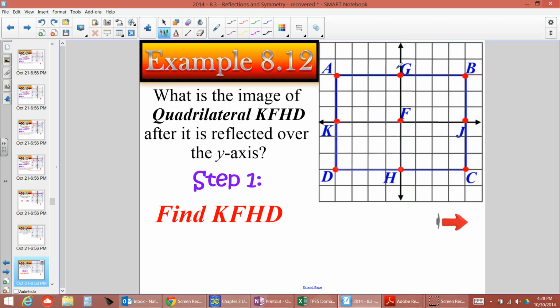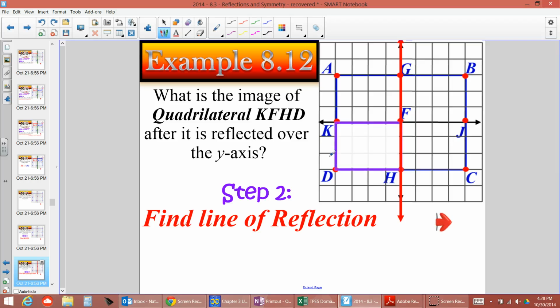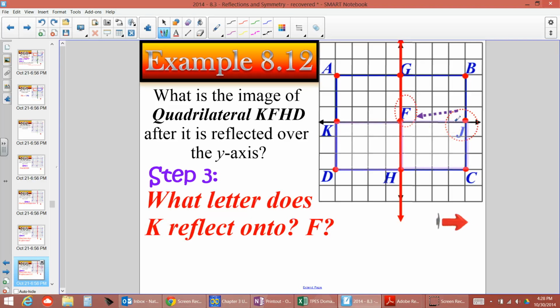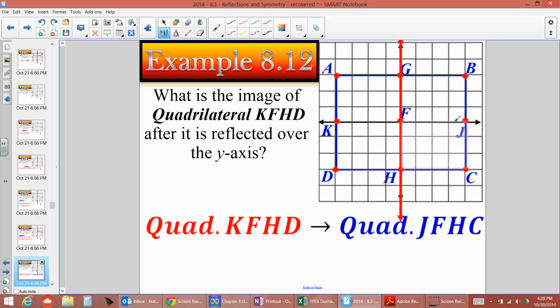So quadrilateral KFHD. Let's see, there's the quadrilateral. Make sure we know what we're talking about. Now I want to reflect it over the y-axis. So I draw my line of reflection, and I say K. What does K reflect onto? J, good. So then I say, what about F? F stays the same, it's on the line. So I say JFHC. Got to be in that order.